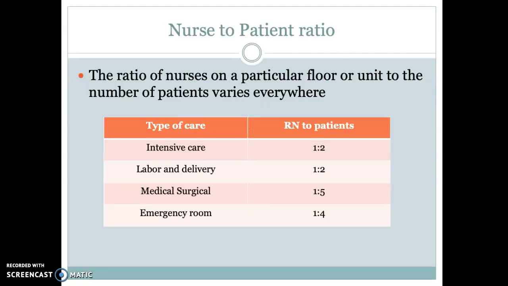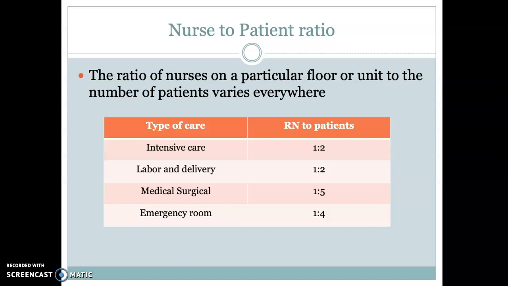So, what is nurse-to-patient ratio? It is the ratio of nurses on a particular floor or unit to the number of patients, and it varies everywhere. It also has to do with acuity, and acuity means how much attention a patient needs with care. So the increased acuity of care just means more attention is needed from the nurse. So the higher the acuity, the lower the ratio between nurses to patients.